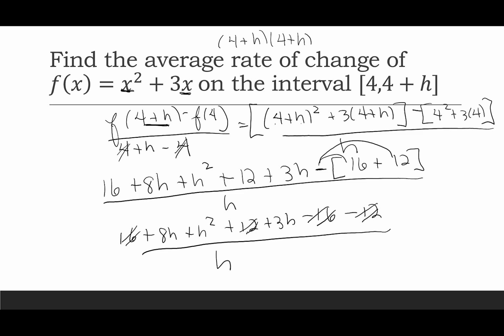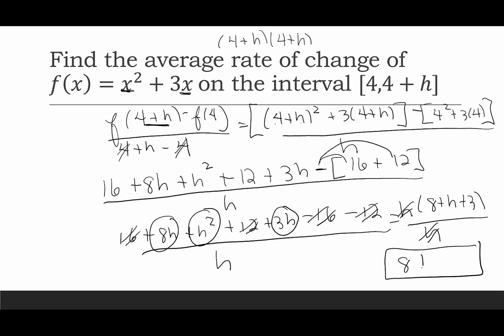I wanted you to see that was going to happen, because this idea of doing something plus h is something we like in mathematics. It's a big part of calculus, so I want you to see it early so that you won't be shocked by it later. Everything you have left has an h. So let's factor an h out. I have 8 plus h plus 3 over h, and the h cancels. My average rate of change is 8 plus h plus 3. I can add the 8 and the 3 together, so let's call that 11 plus h, and this is my final answer.